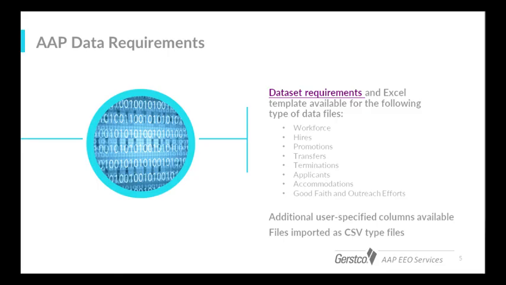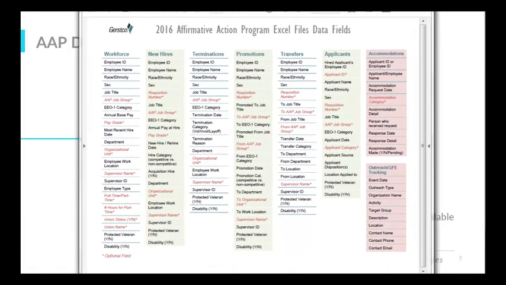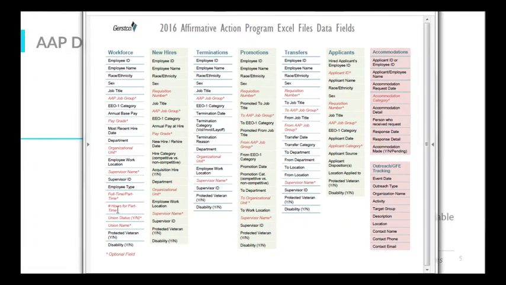Gerstco provides an Excel file template format for all of the import files that come into DVAAPBase. That's the workforce, hires, promotions, transfers, terminations, applications, and accommodations. Let's take a look at that document right here. So as you can see, each file is identified and the required and optional fields for every file. And we also have a much more detailed document that goes into full descriptions of every field. Something new in DVAAPBase are the options to acquire and store accommodation information and outreach and good faith efforts tracking information as well.